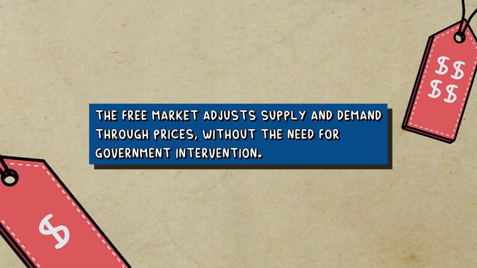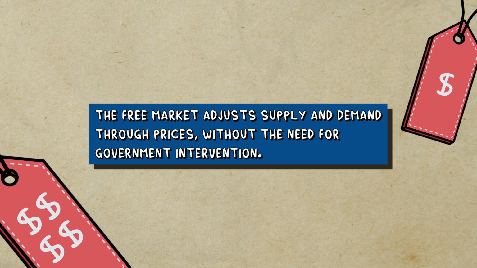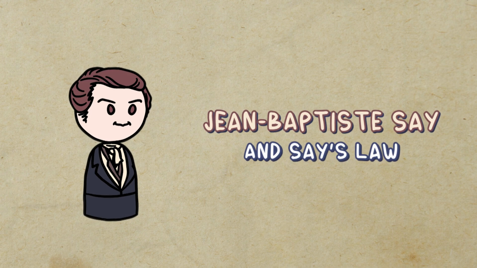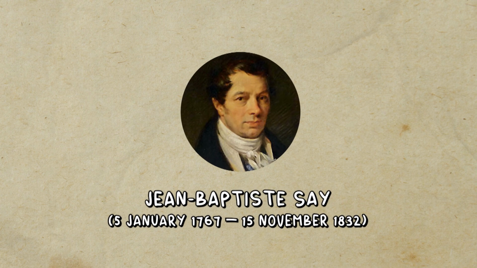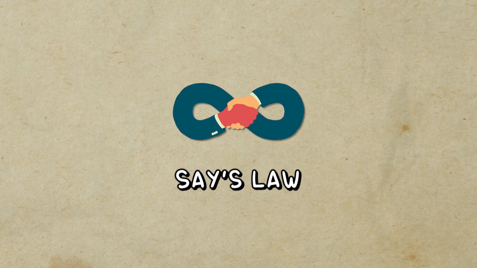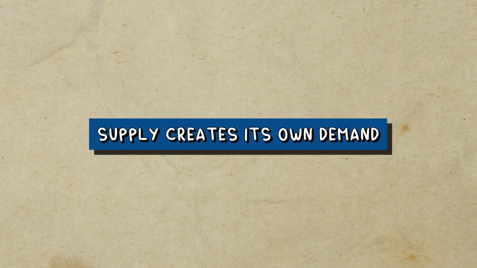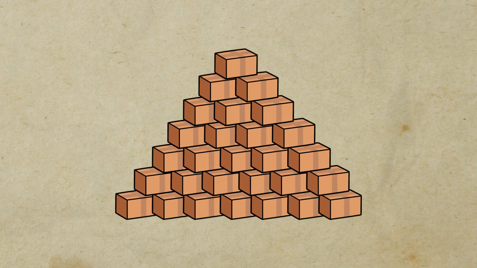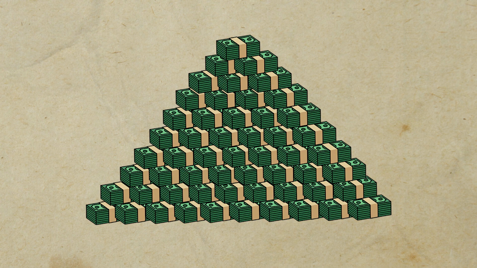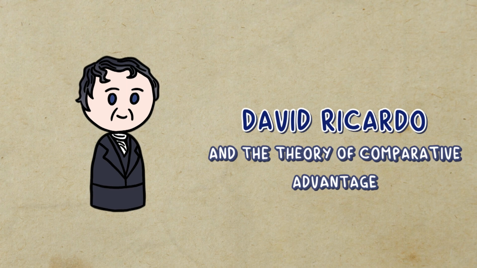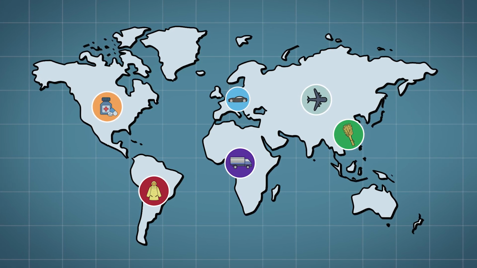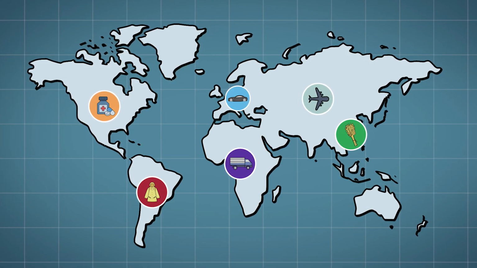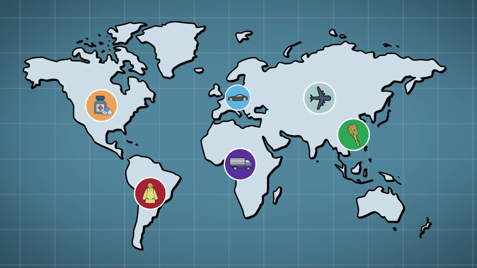the free market adjusts supply and demand through prices without the need for government intervention. There's Jean-Baptiste Say and Say's law. Jean-Baptiste Say, a French economist, was quite insightful when he proposed Say's law in the early 19th century. He argued that supply creates its own demand, meaning that producing goods generates enough income to purchase those same goods. Next, we have David Ricardo and the theory of comparative advantage. He developed the theory of comparative advantage, explaining how countries can benefit from trade by specializing in the production of goods they have a relative advantage in, which affects international supply and demand.